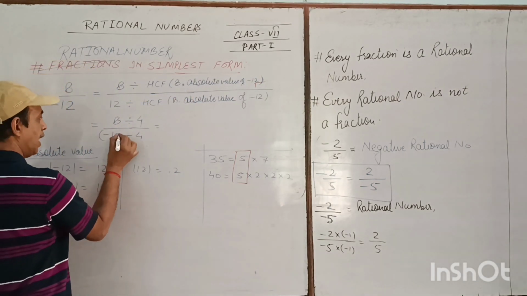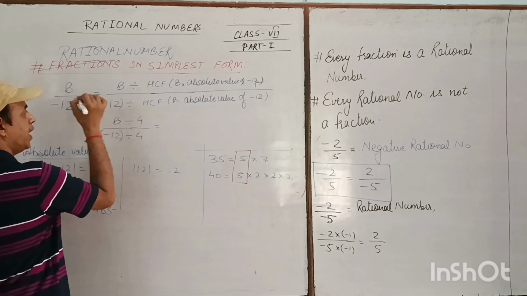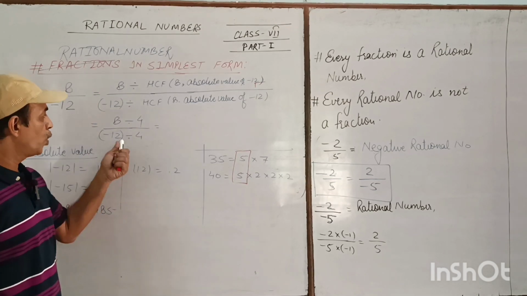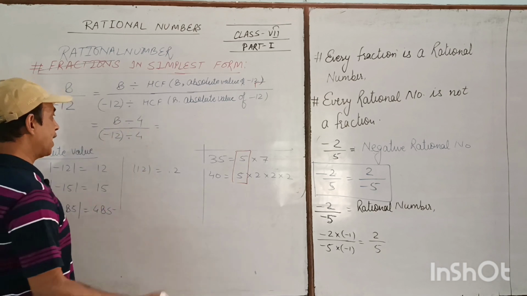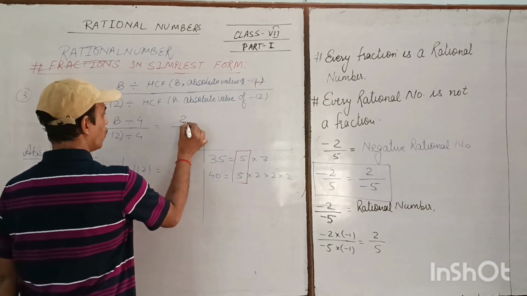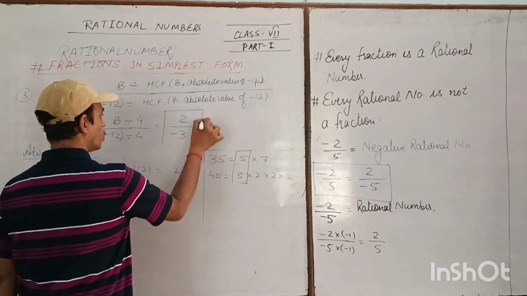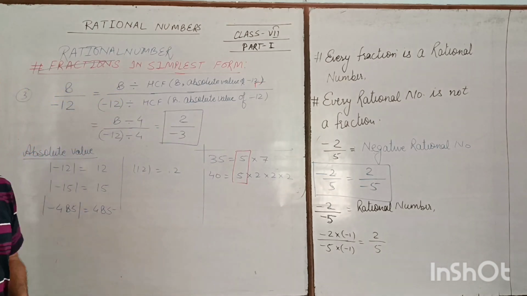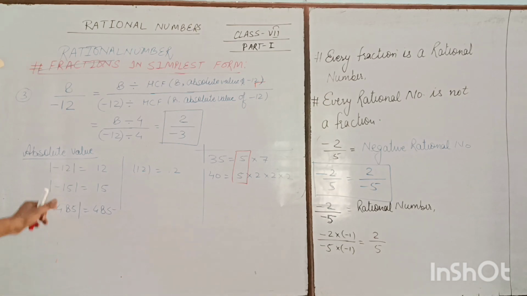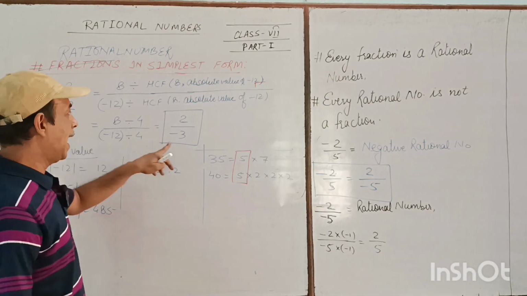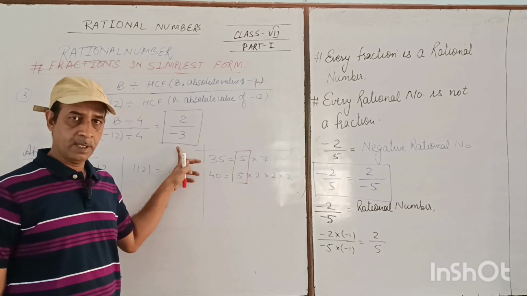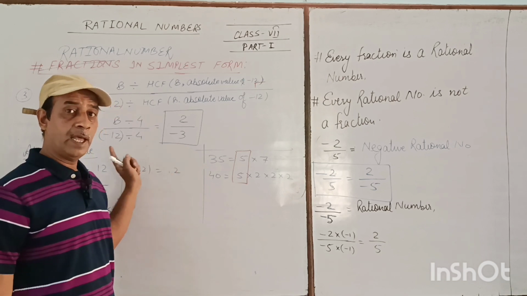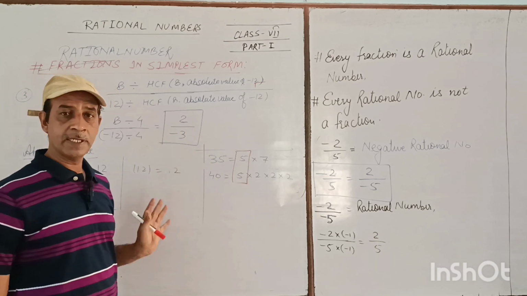This was minus 12. 8 upon minus 12 was there, right? Now you will divide 8 by 4 and minus 12 by 4. So it has become what? 4 twos are 8, 4 threes are 12. So 8 upon minus 12 has been reduced to 2 upon minus 3. Fine. Every rational number is not a fraction.